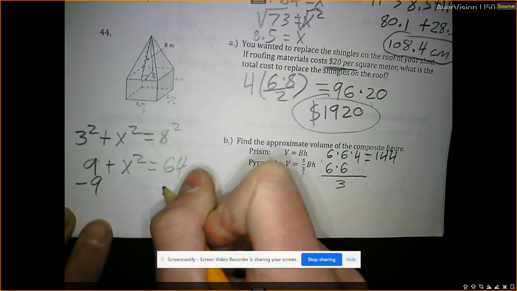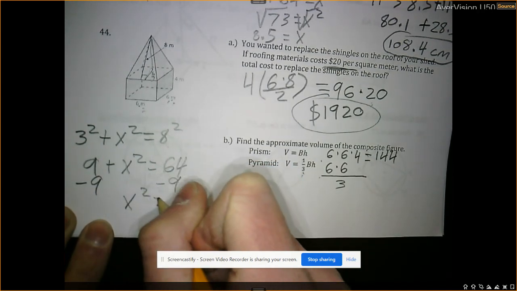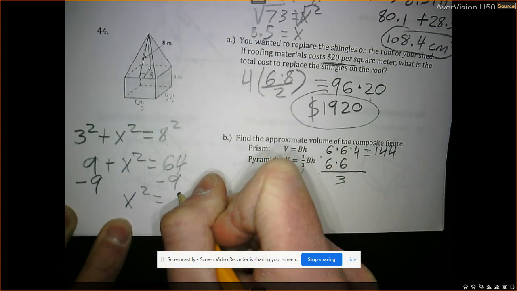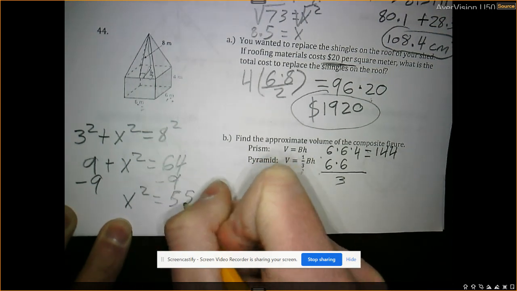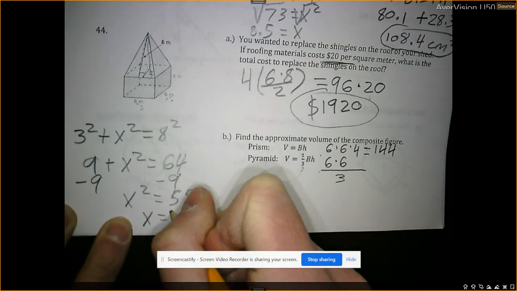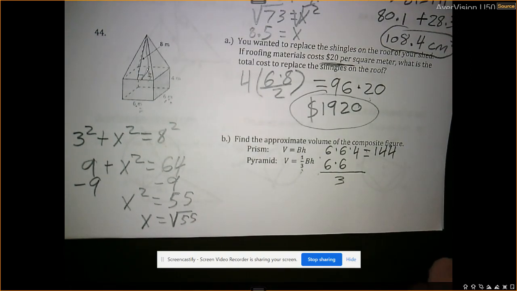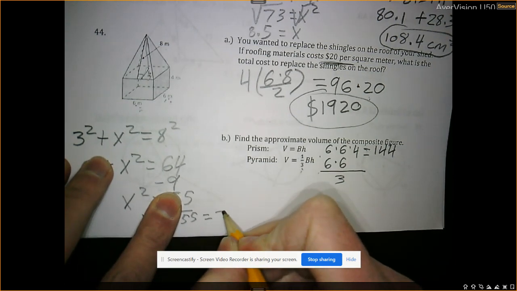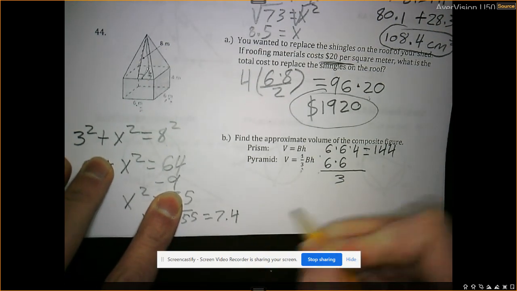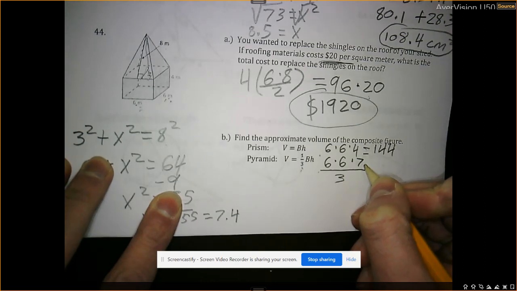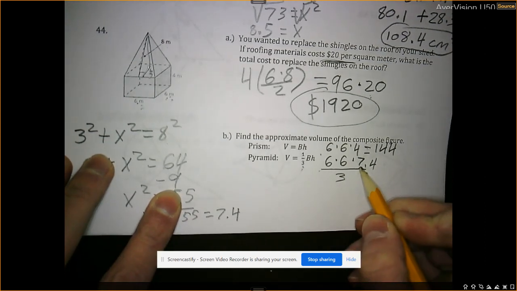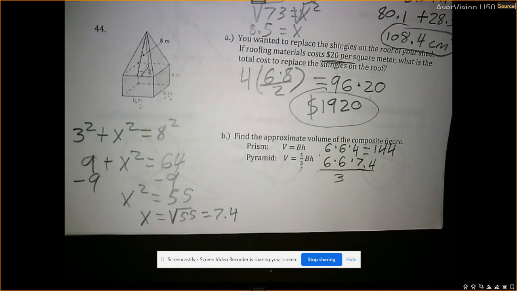Okay, got to subtract 9, just solving for x here. 64 minus 9 is 55. So x equals square root of 55, which is about 7.4. Okay, so that is my vertical height. That's what I multiply by over here. And now I can find what's the volume of my pyramid.